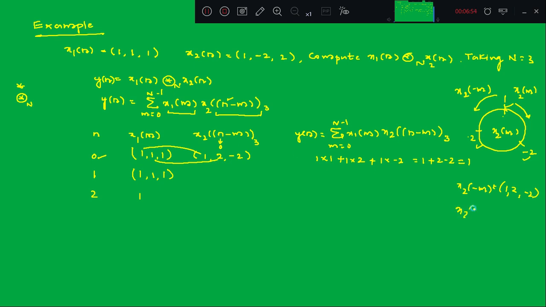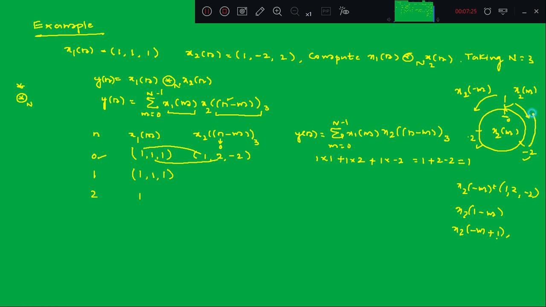x2 of 1 minus m, or else you can write x2 of minus m plus 1, both are same. Minus n plus 1 means, for this x2 of minus n you are adding plus 1, means it is advanced. Plus 1 means advanced, minus 1 means it is delayed. So here it is x2 of minus m, it starts from here, so it is advanced by what? 1 position, means here it is 0, 1 means here.